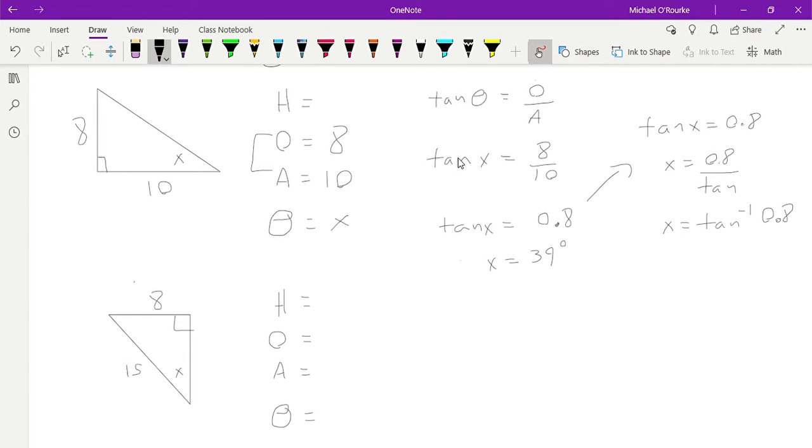Does that make sense, everyone? Does this make sense over here before you use your calculator? Yeah. All right, so let's do the next one.